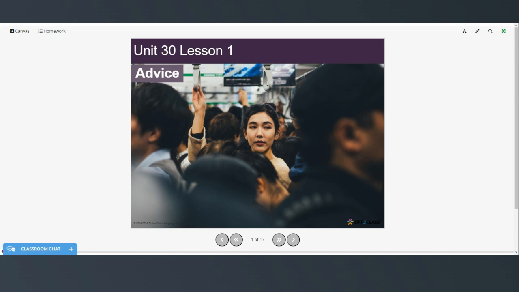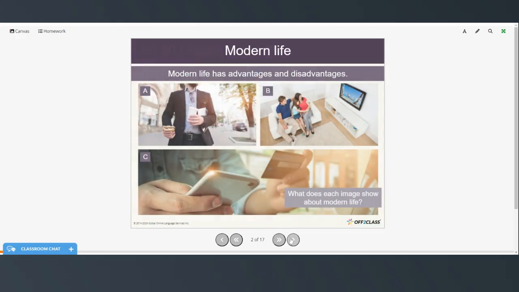This is a B1 level lesson and today we're going to be learning about the imperative and also using the modal verb should to give advice. So modern life has some advantages and disadvantages. So what does each image show about modern life?